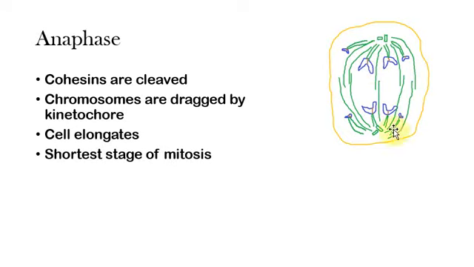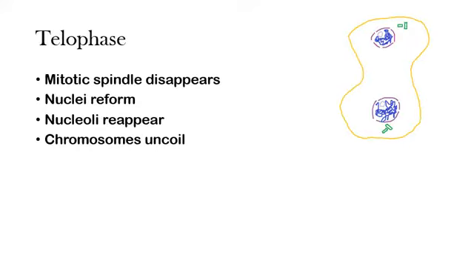The cell begins to elongate and form less of a spherical shape and more of an oval shape. And this is the shortest stage of mitosis because it doesn't take quite as long for them to just get to the end of the cell. And once they're in place, which is rather quickly, all these microtubules can start to break down and go into the next phase. This last phase is known as telophase.